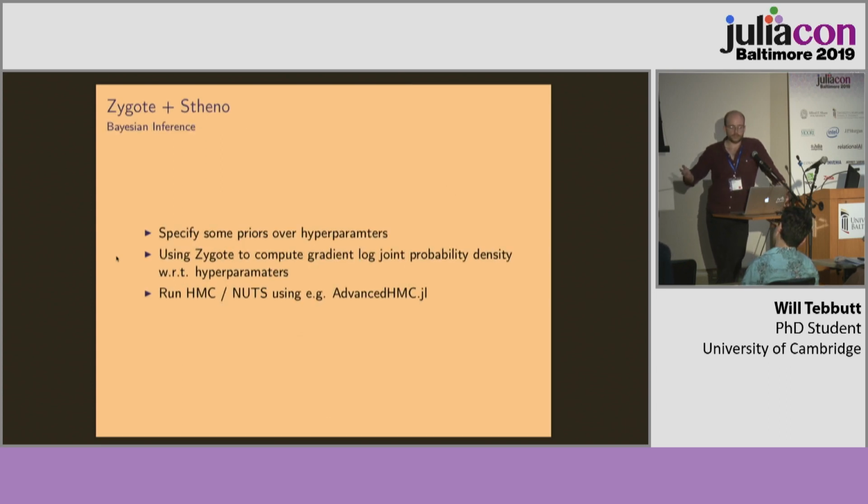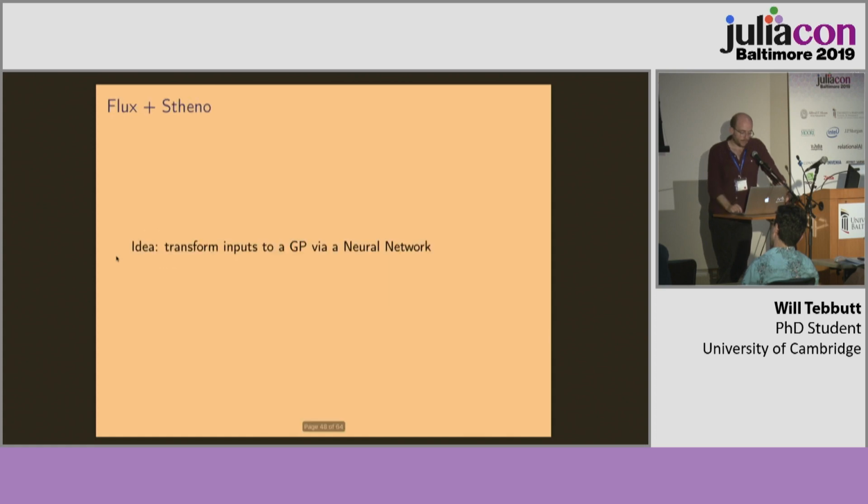So at this point I've just basically said you've got gradient information with respect to hyperparameters of models. So you can just go and manually do Bayesian inference if you like. You can take your favorite HMC scheme, plug it in, use Zygote to get gradients, and again, you're grand. I've not got an example of this, but you could obviously do it. So Flux and Stheno.